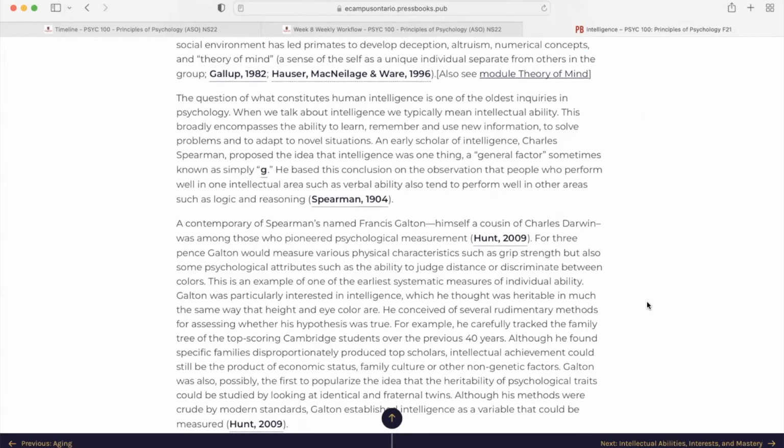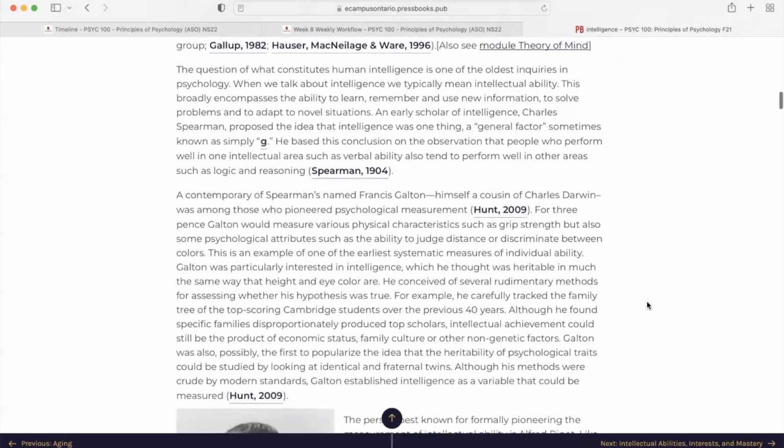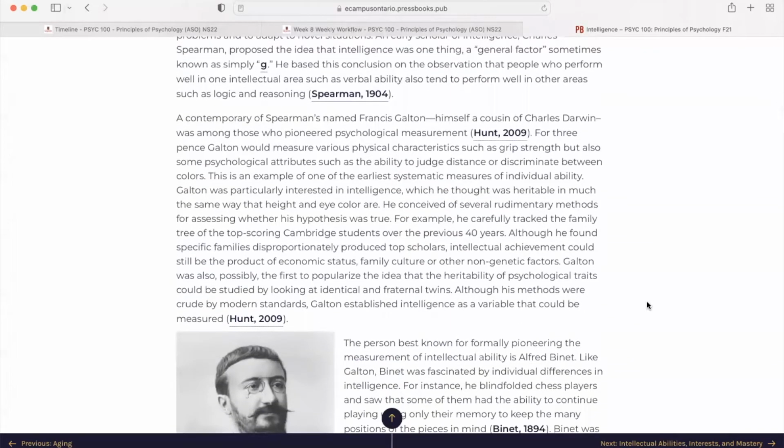An early scholar of intelligence, Charles Spearman, proposed the idea that intelligence was one thing, a general factor, sometimes simply known as G. He based this conclusion on the observation that people who perform well in one intellectual area, such as verbal ability, also tend to perform well in other areas, such as logic and reasoning. A contemporary of Spearman's named Francis Galton, himself a cousin of Charles Darwin, was among those who pioneered psychological measurement.